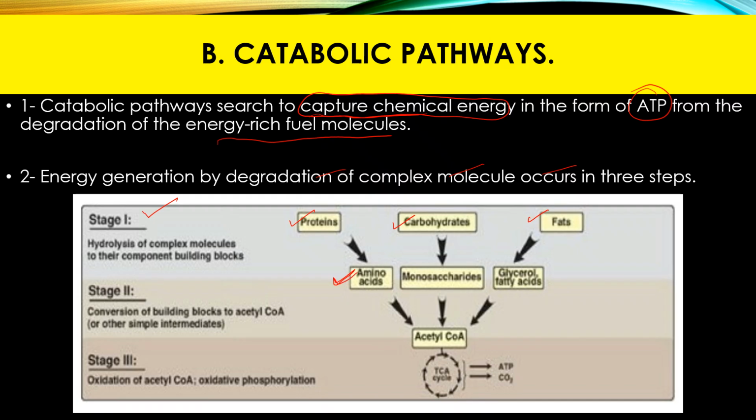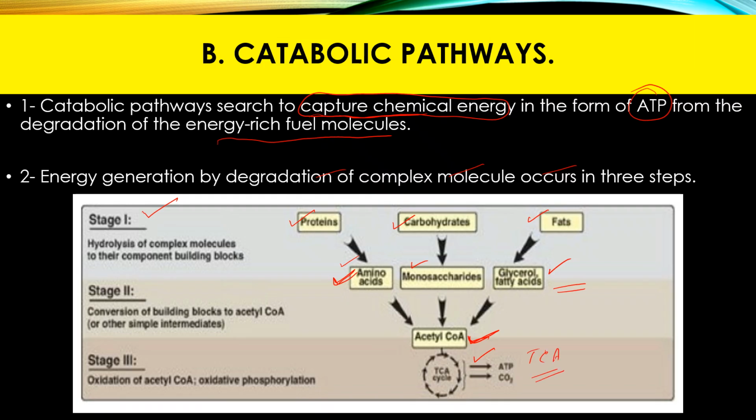Suppose protein is converted into amino acids, carbohydrate will be converted into monosaccharides, and fats will be converted into glycerol and fatty acids. All these amino acids, monosaccharides and glycerol are formed in stage 1. Now they are again converted by some chemical reactions, which we will see later in the next slides, into acetyl coenzyme A, and ultimately this acetyl coenzyme A will enter into the TCA cycle or Krebs cycle.